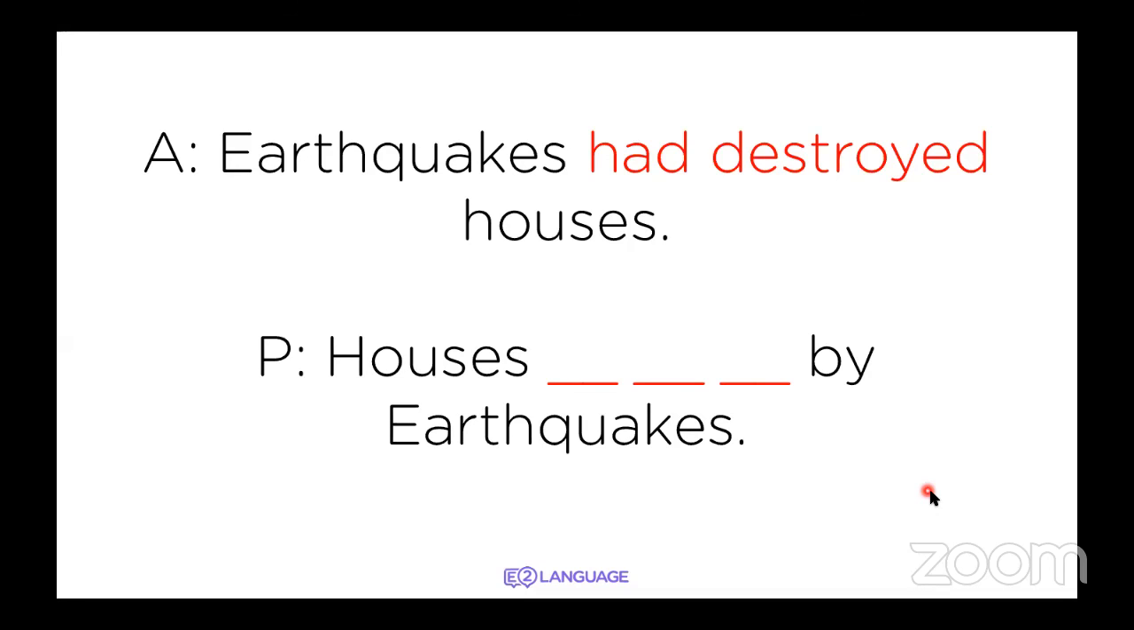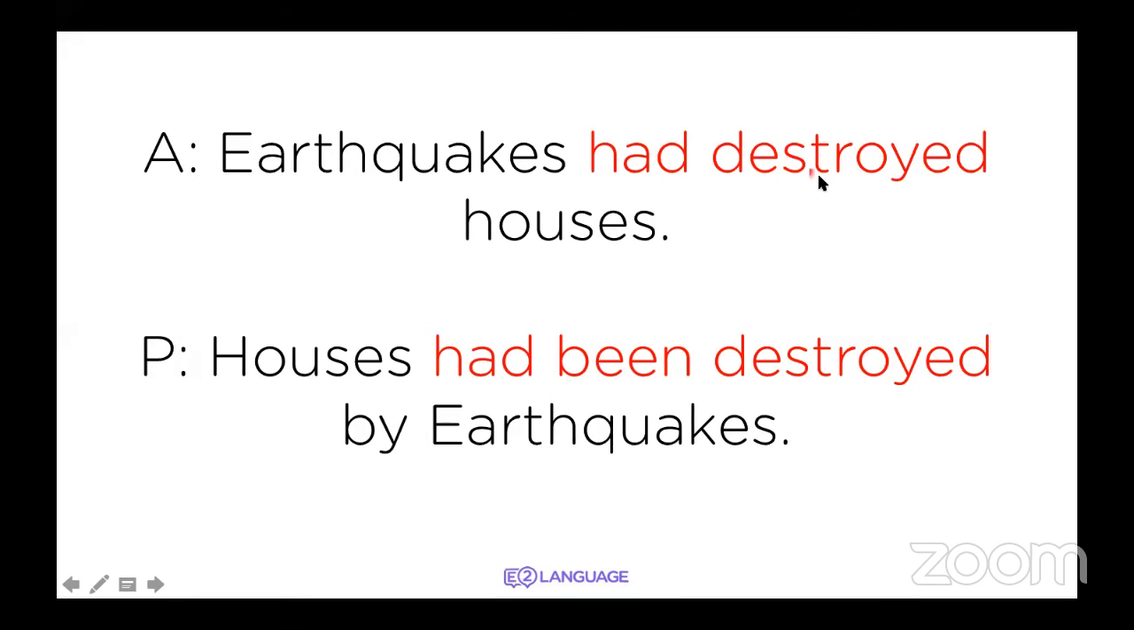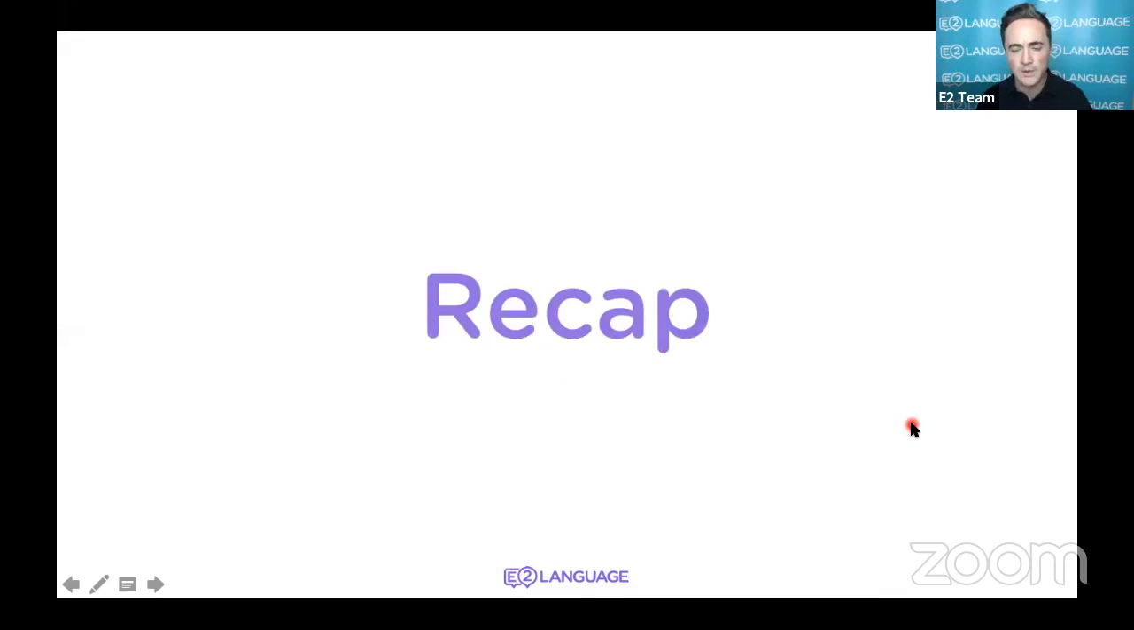We want perfect grammar. It has to be perfect. In your first language, I'm sure your grammar is perfect or near perfect, 99.99%. Same in English. It should be 99.99%. Why not 100%? Well, even native English speakers make mistakes sometimes, and that's fine. Earthquakes had destroyed houses. Houses had been destroyed by earthquakes. Same meaning, different emphasis. Cool.